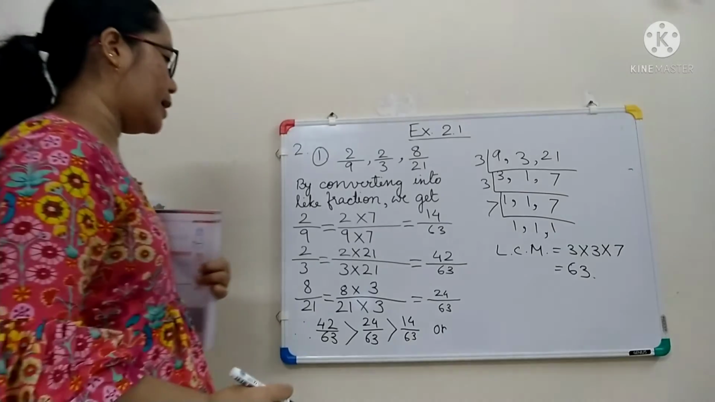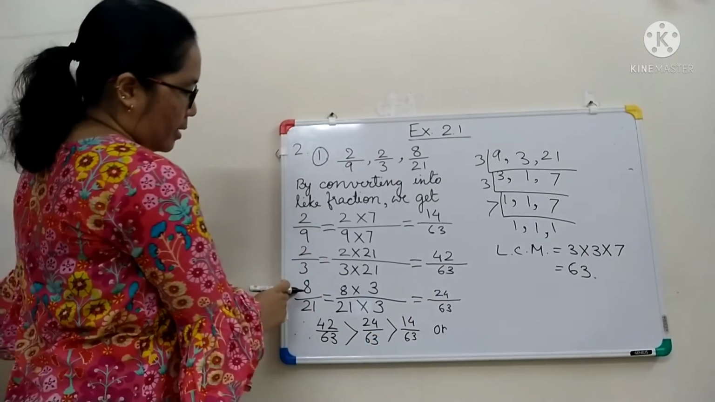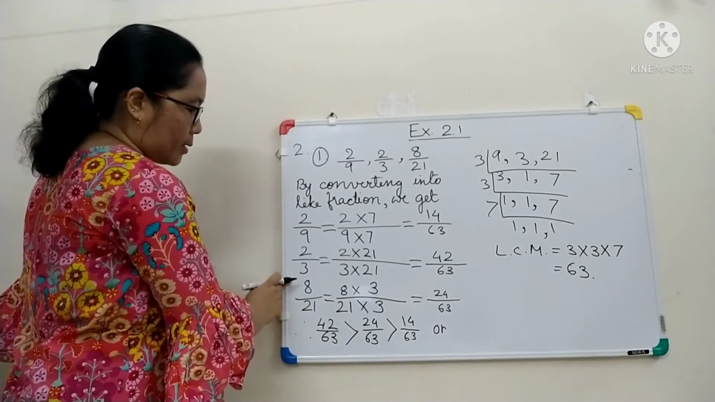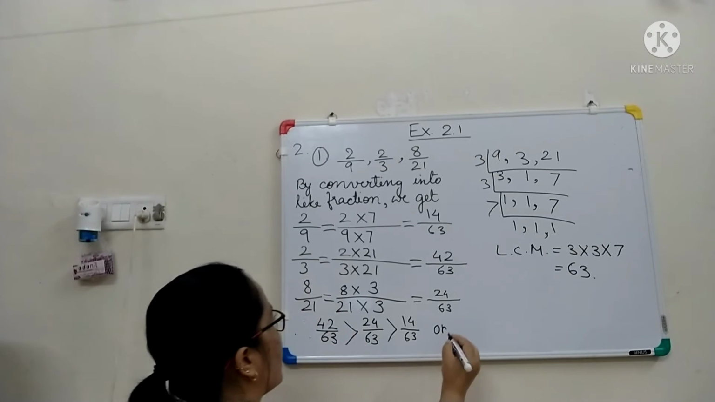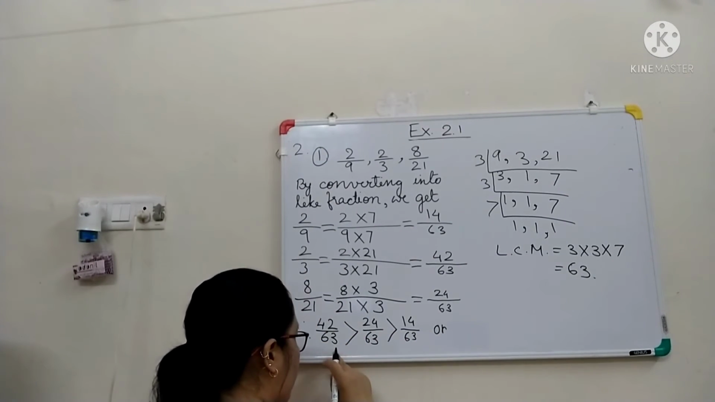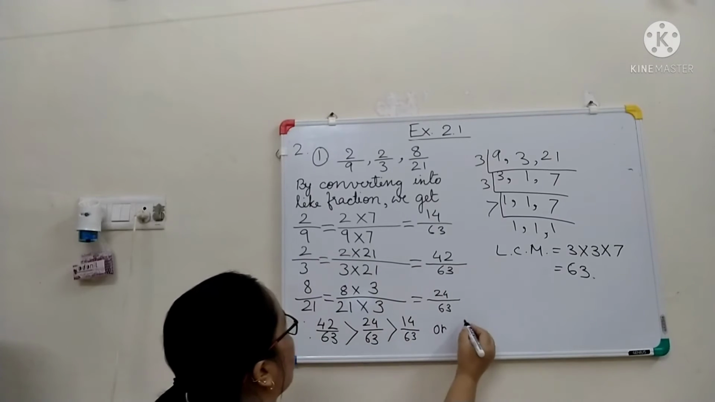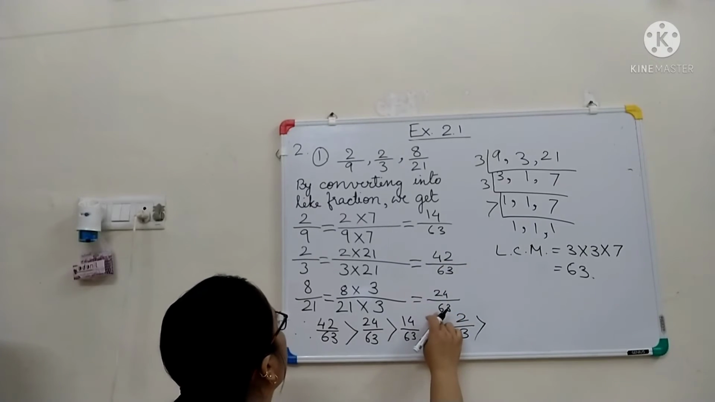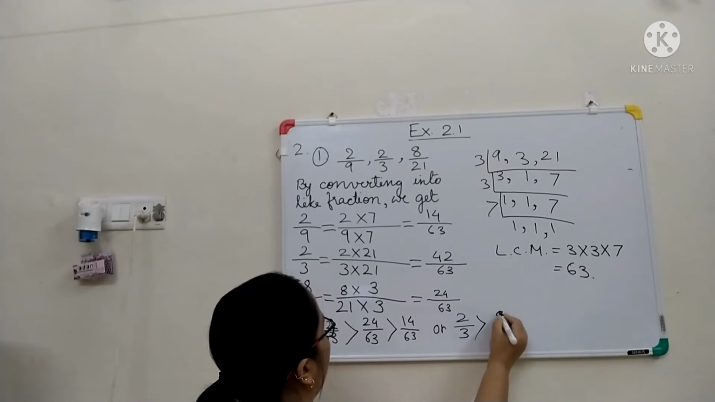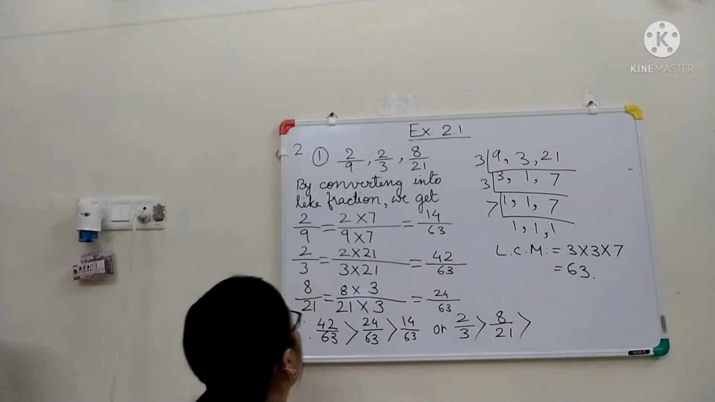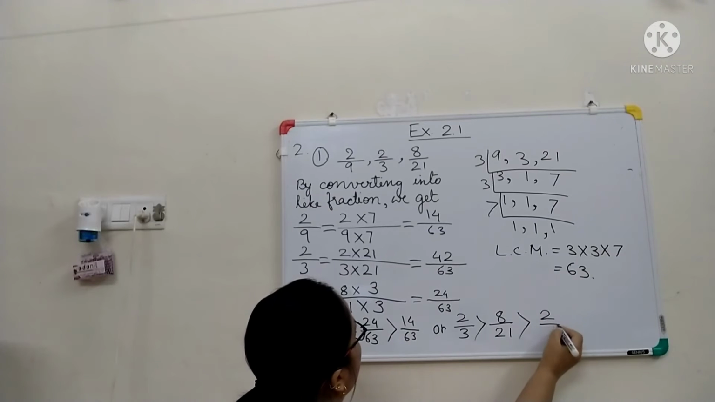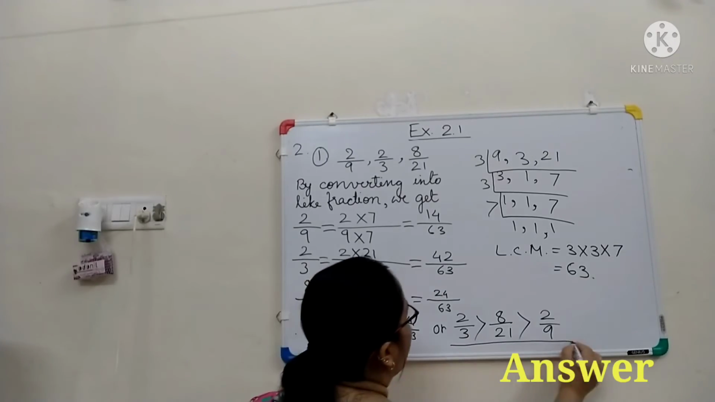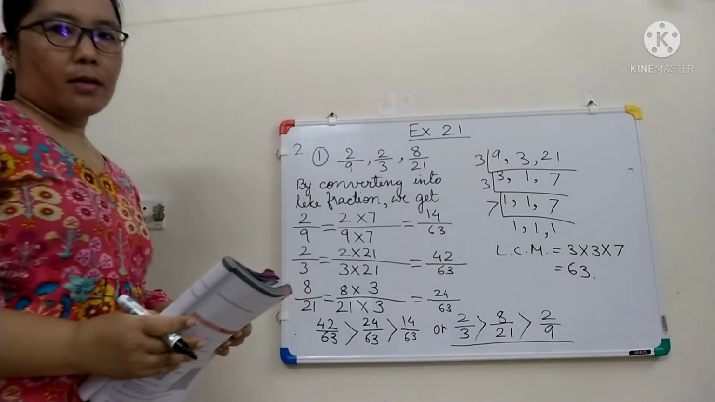Or we can write the same thing like this, because each is equal to its original value. In all three fractions it is the same, so we will replace those numbers with their original numbers. 42 upon 63 was 2 upon 3. Then 24 upon 63 was 8 upon 21, and the last one is 2 upon 9, that is equal to 14 upon 63. And this is the answer according to the question.